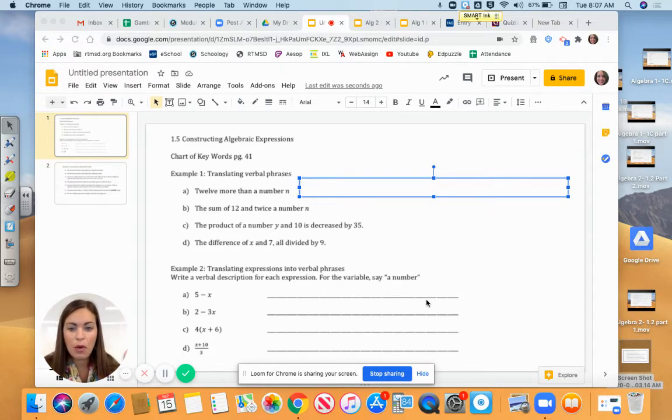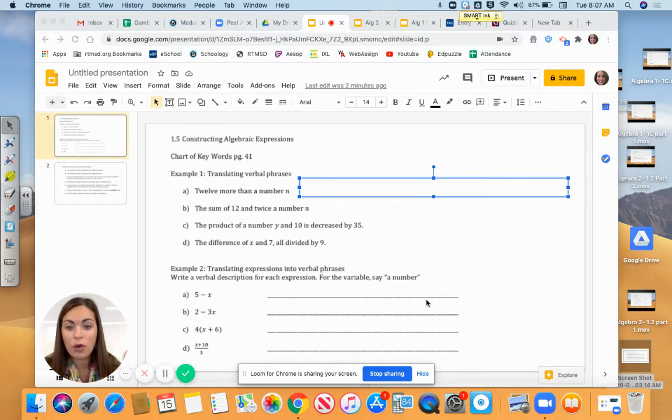So in example 1, we're translating verbal phrases. Verbal phrases are like word phrases. So they're like fragments, like actual sentences in math. You might see some numbers, you might see variables, but you'll see words. And we're basically converting these into algebraic expressions, which have plus signs, minus signs, multiplication, variables, and numbers.